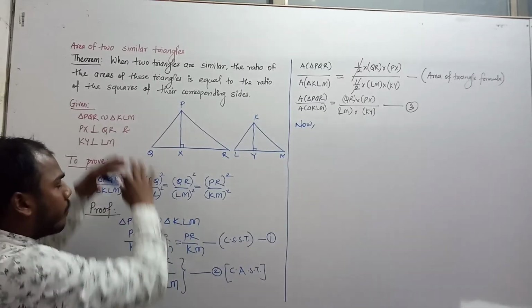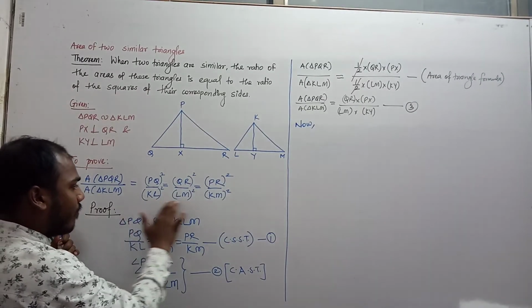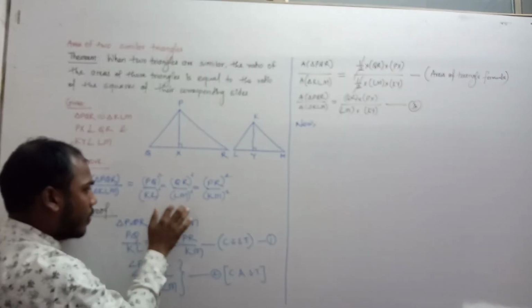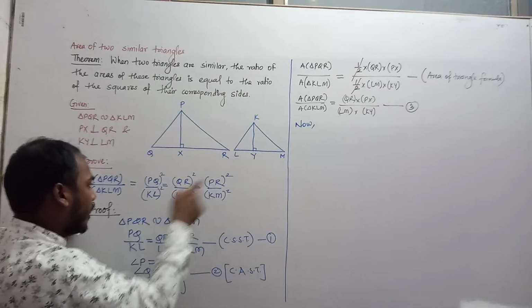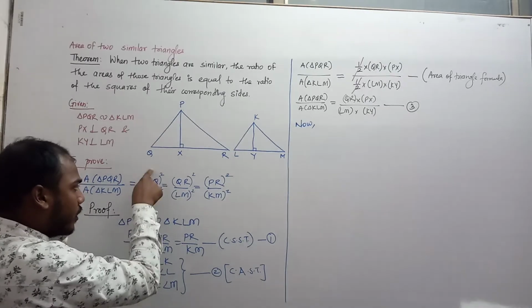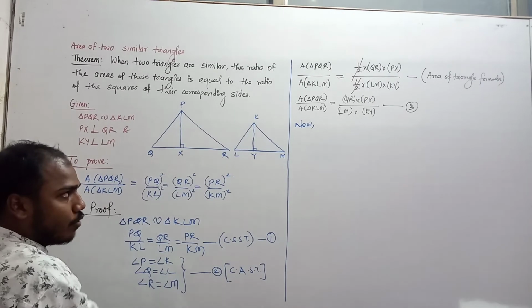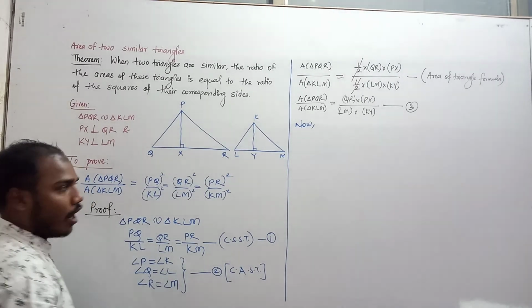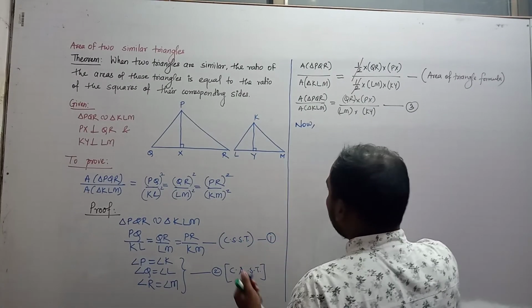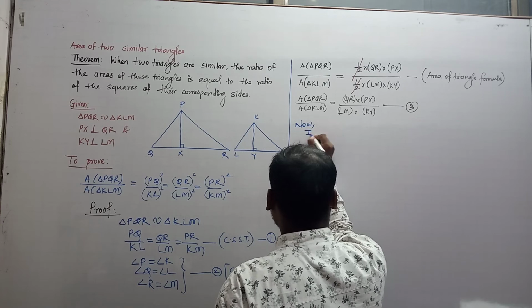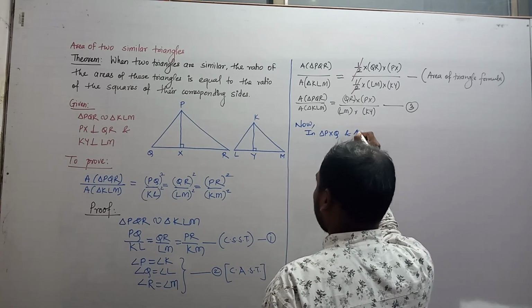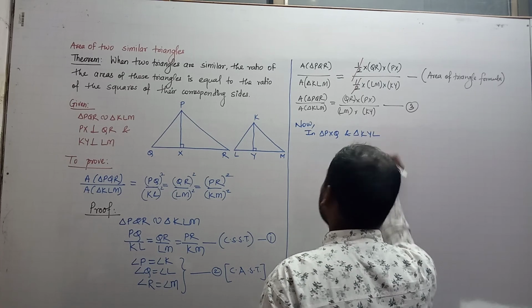See, from the entire proof, we have to prove 3 things. We will prove only one thing, and similarly we can prove the other two also. So I am going to prove the ratio PQ square divided by KL square for equation 3. How will we prove that? See, now we will write in triangle PXQ. If we talk about triangle PXQ and triangle KYL, PXQ.